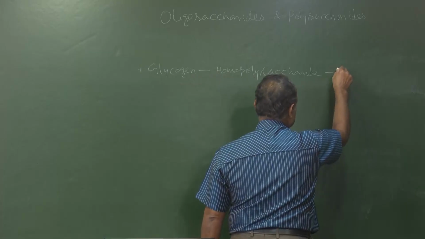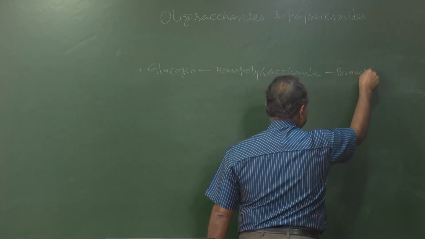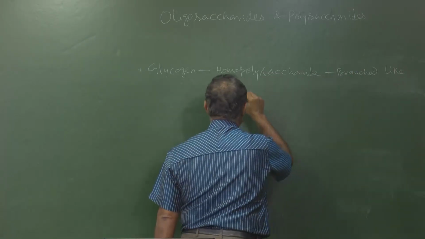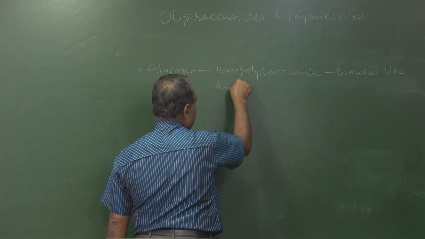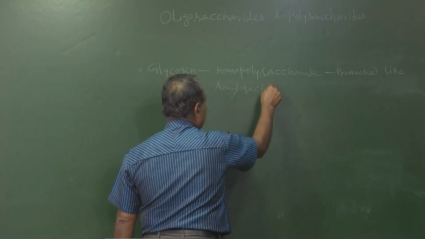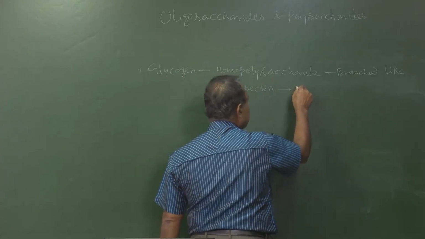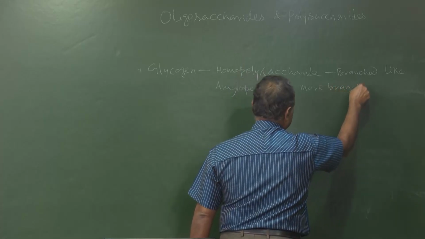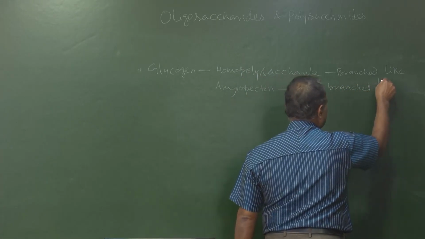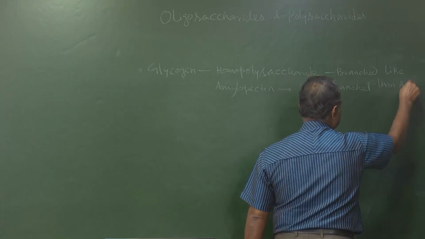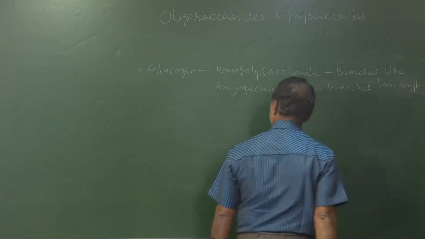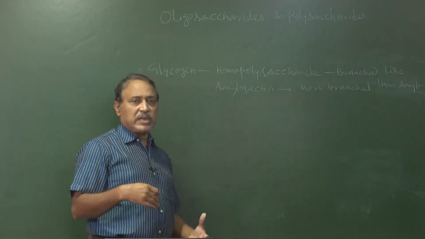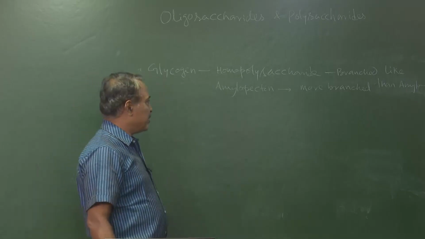This is branched. Branched like who? Which one? Amylopectin. Then what is the difference? The difference is that it is rather more branched. It is more branched than amylopectin. It also yields red-violet color when added with iodine.